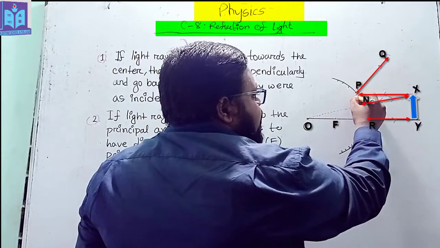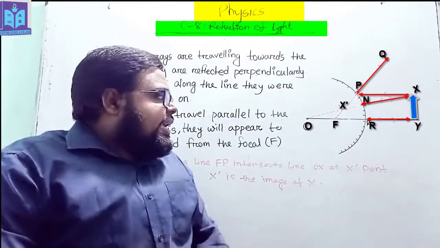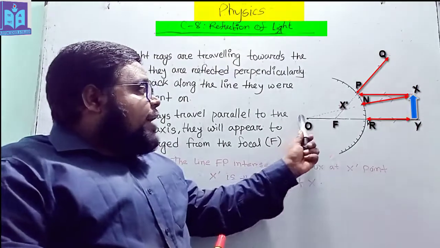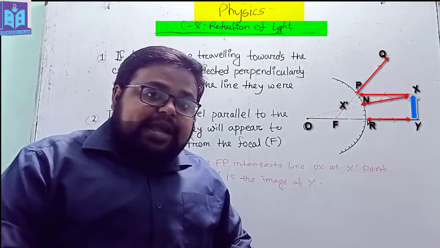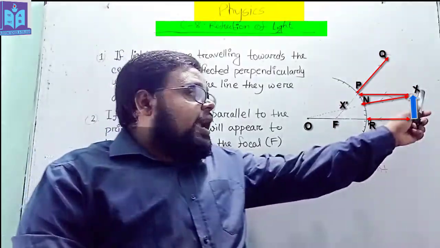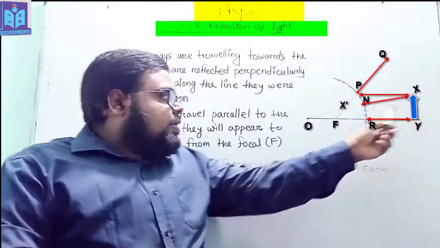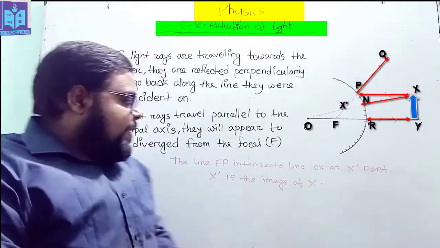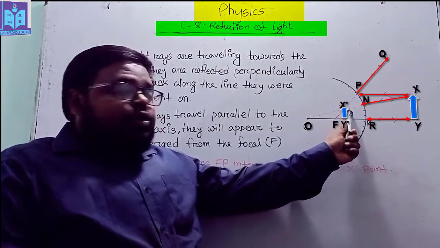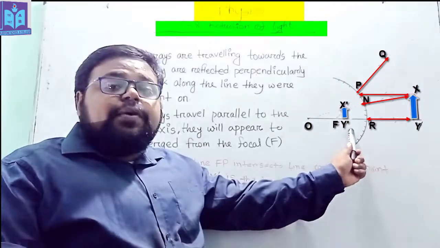Now we can join FP. Dear student, you can see that the line of FP intersects the line of OX at the point X prime. That means X prime is the image of X. We have already got the image of X at the X prime point. If I draw a perpendicular from X prime to the main axis, then it will cut this main axis at the point Y prime.